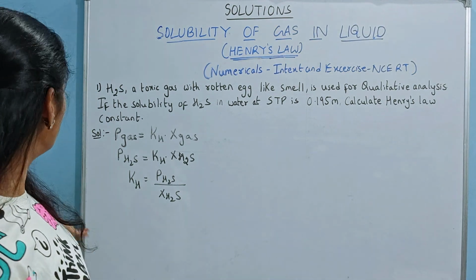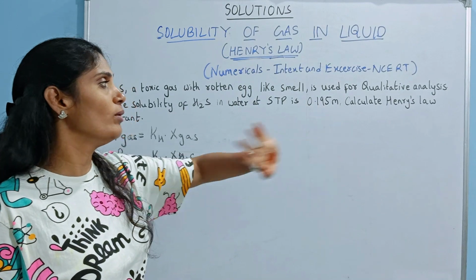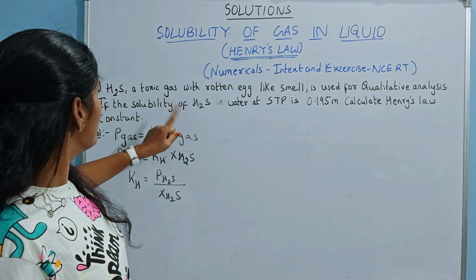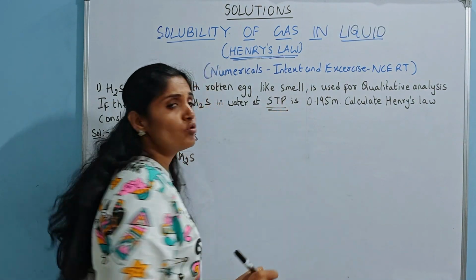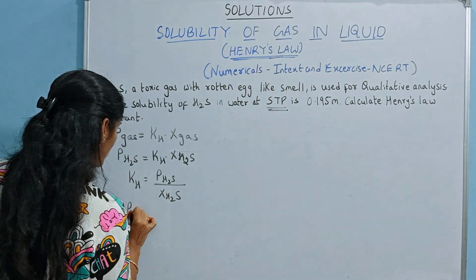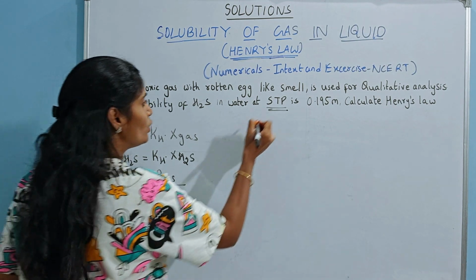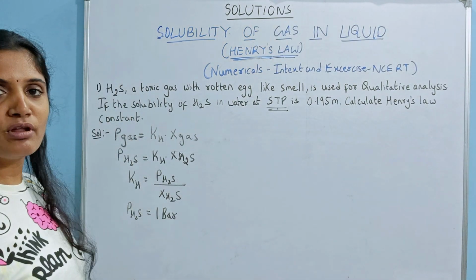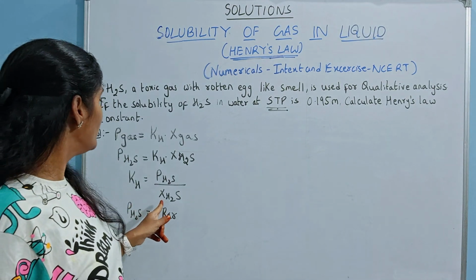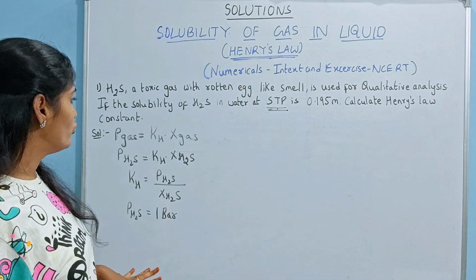Now what is given in the question? Solubility of H2S in water at STP is 0.195 molar. Calculate Henry's law constant. Here he has mentioned STP conditions. So what can I take pressure as? Pressure of H2S gas I can take here as 1 bar. Why am I taking it as 1 bar? Because he told us it is STP condition, so I can take pressure as 1 bar. So this is fine, I have the pressure of H2S. So what else do I need here? I need the mole fraction of H2S so that I can find my Henry's constant.